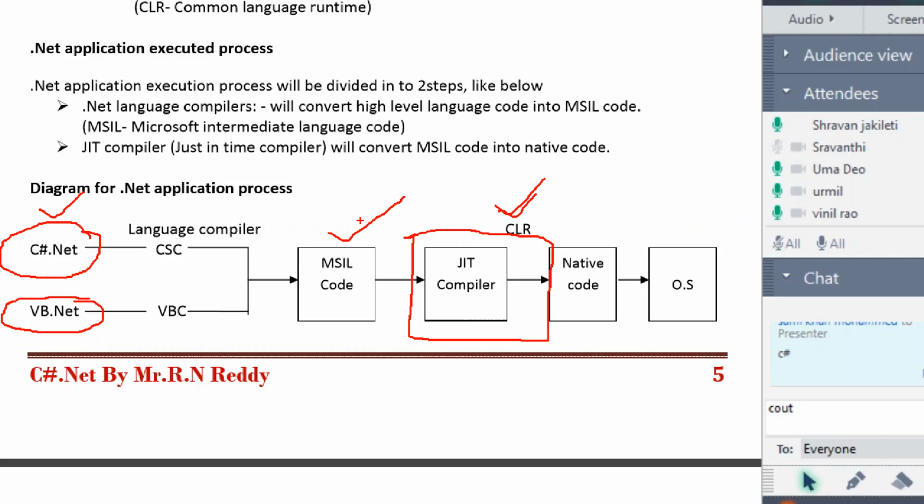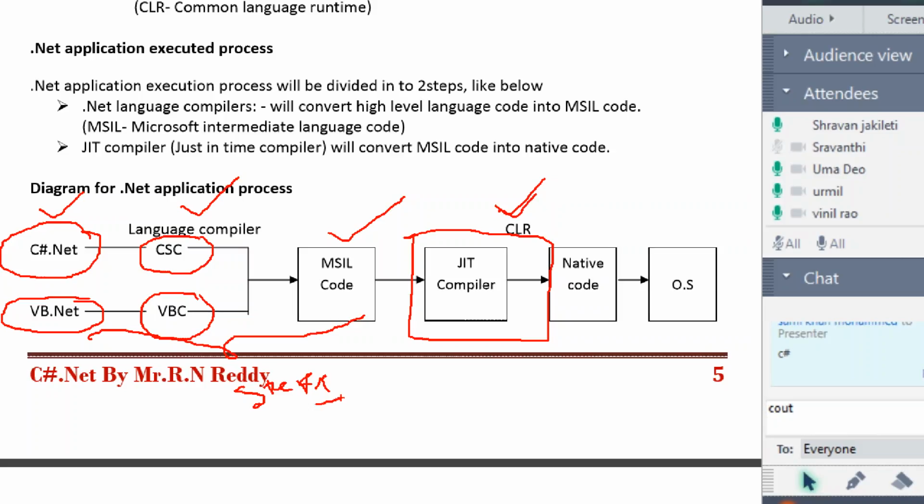So that is the reason we have language compilers. For C#.NET one language compiler, that is CSC, the C# compiler. For VB.NET one language compiler, VBC, the VB.NET compiler. Whenever you run your application, first the language compilers will convert the high-level language code into MSIL code, because CLR can understand only MSIL code. This is step one in the .NET application execution process.